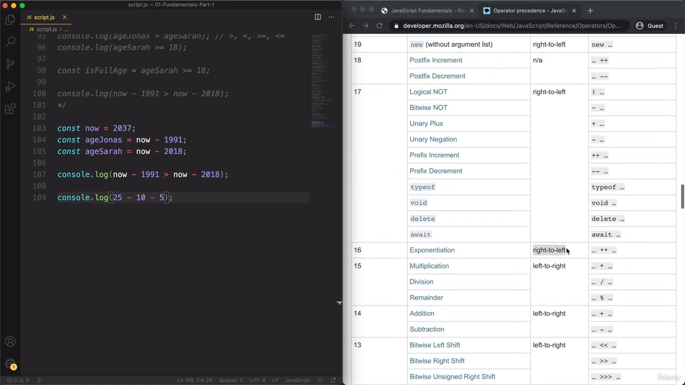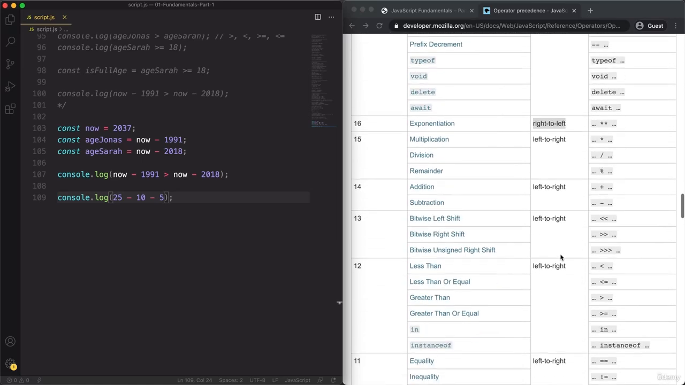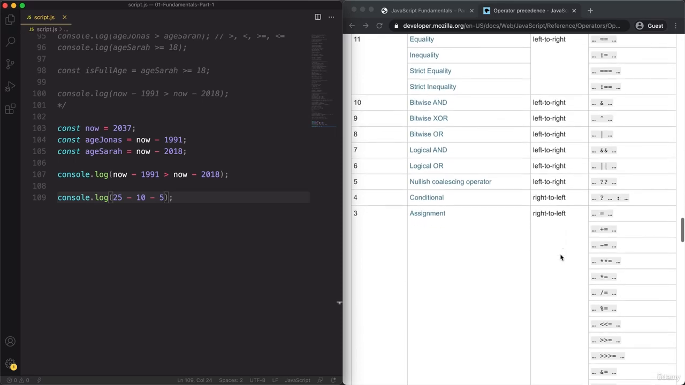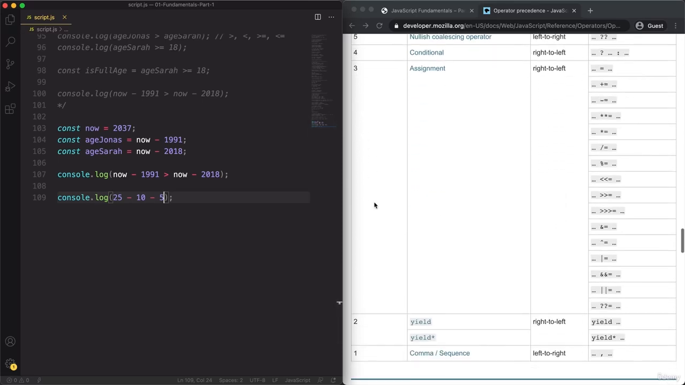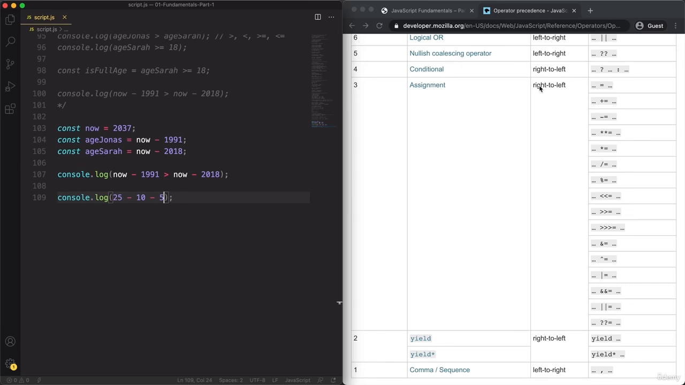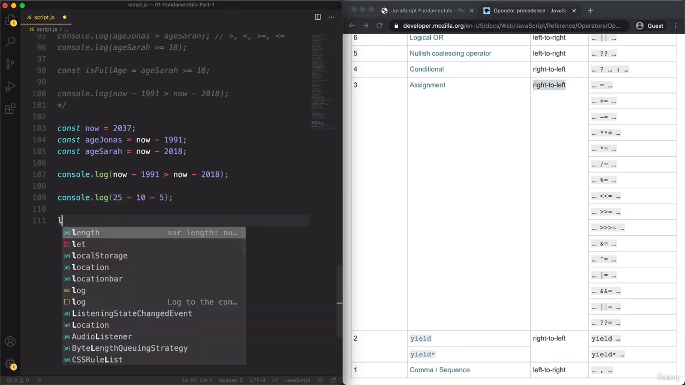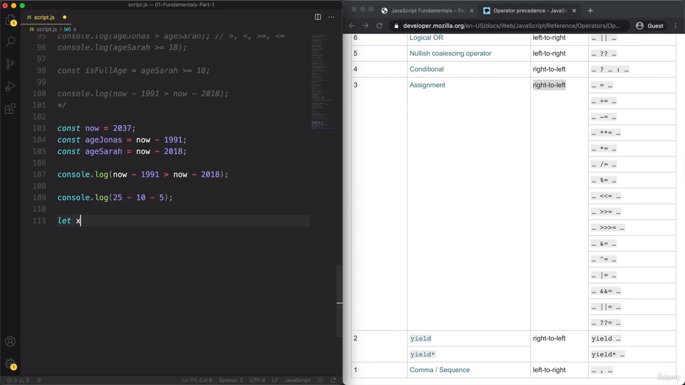So let's see where we actually have assignment here. So it should be one of the lowest ones, and indeed it is. So it's number 3. And so, as I said, this one is right to left. And so let me show you a nice example of why this is important. So let's declare two variables, let x and y, and here is something new. So we can define two variables at the same time, like this. So now in one line, we declared two empty values, so two values which are going to hold for now the value of undefined, right? So that's x and y.